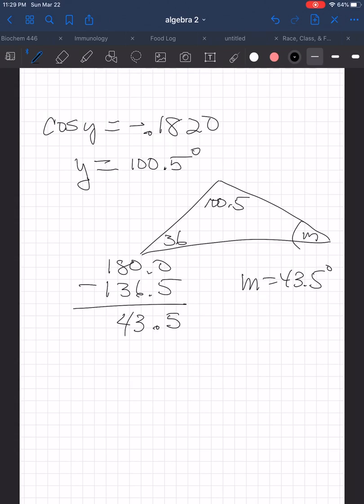So now we found all the missing pieces of that triangle. We didn't have to worry about whether it was an obtuse angle or an acute angle because this cosine value was negative. If cosine is negative, it's going to be an obtuse angle. And that's the beauty of using law of cosines, because you don't have to worry about that. All right, let's try another one.